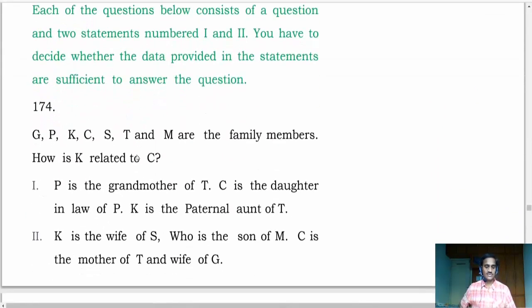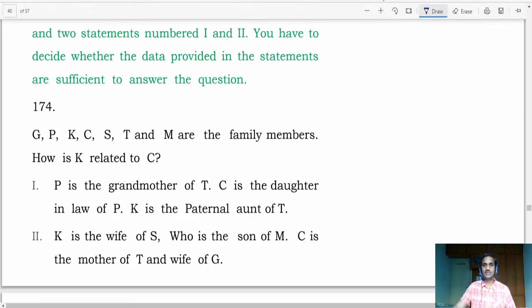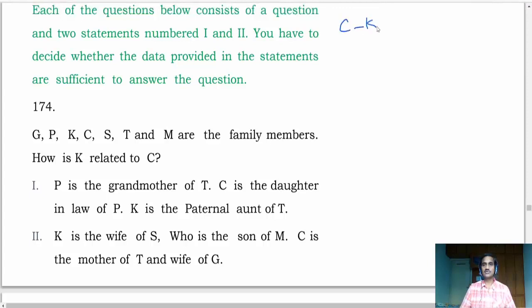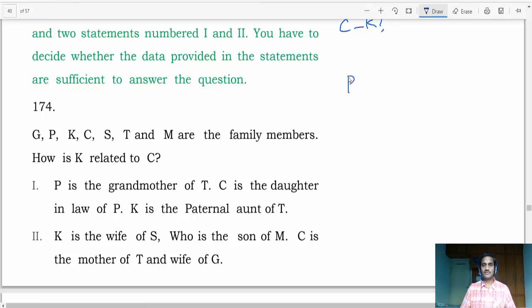174. Now this 174 is based on data sufficiency. 4, 5, 6, 7 members are there. How is K related to C? Now the question is about how K is related to C. P is the grandfather of T, meaning T's parent is P's child. C is the daughter-in-law of P, meaning P has a son, and the son's wife is C. K is the paternal aunt of T, meaning K is the sister of T's father.